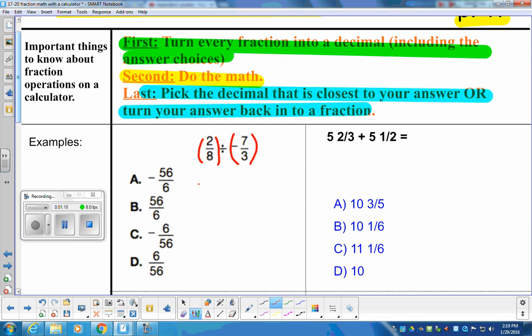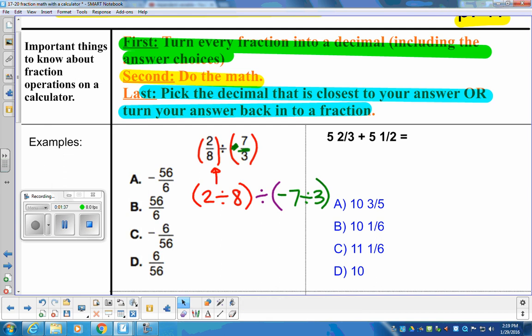In your calculator, go parenthesis 2 divide 8 parenthesis. That's how we're going to input that in our calculator. The sign in the middle is division. Then parenthesis, we're going to take that negative and attach it to the 7. So it's going to be negative 7 divide 3. So we had 2 divided by 8, the sign in the middle is division, and then we have negative 7 divided by 3.